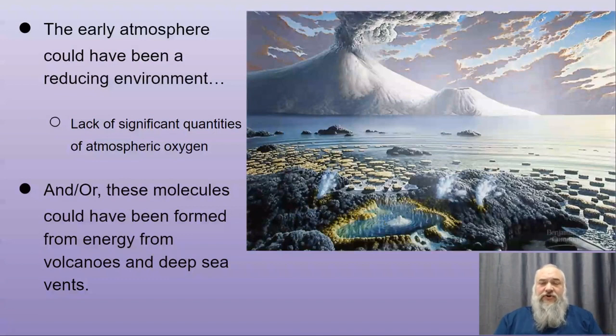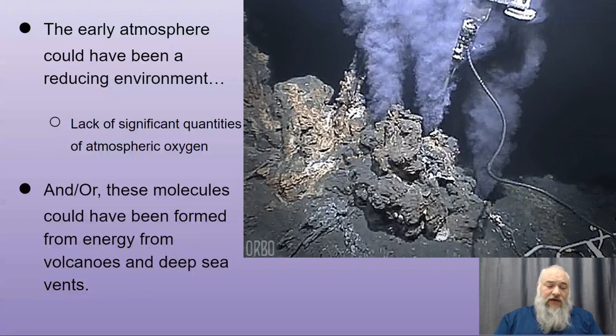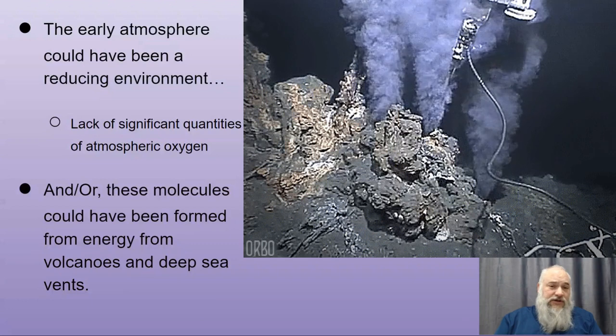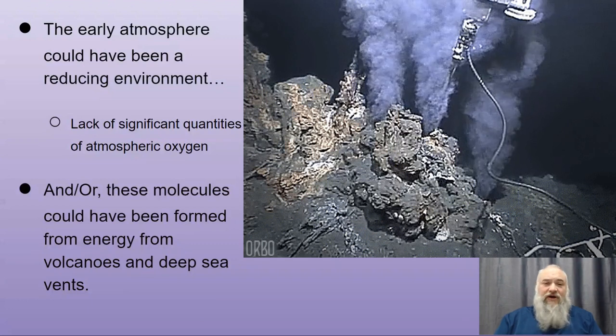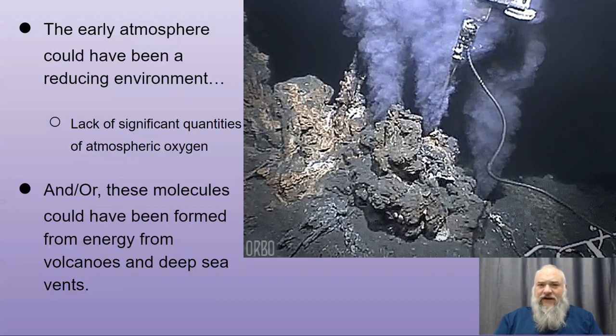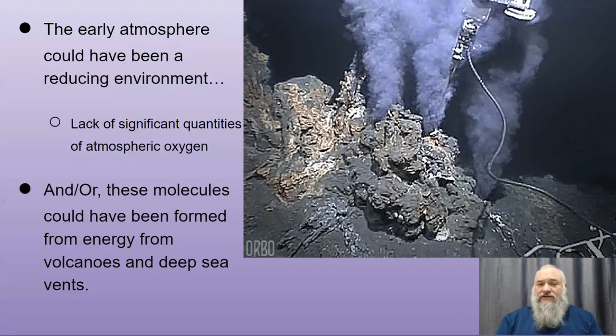And studies have shown that in a reducing environment, some of these organic molecules can form spontaneously given the chemical composition we think was around then. Or if it wasn't a reducing environment, because other research says maybe it wasn't, they could have formed in little microclimates from the energy around volcanoes and deep sea vents. We have some evidence of different types of life living around deep sea vents in the deep ocean that are not part of the regular food chain. They're chemoautotrophs as opposed to photoautotrophs, and it's a little different down there. That could be similar to what early life was like on Earth.